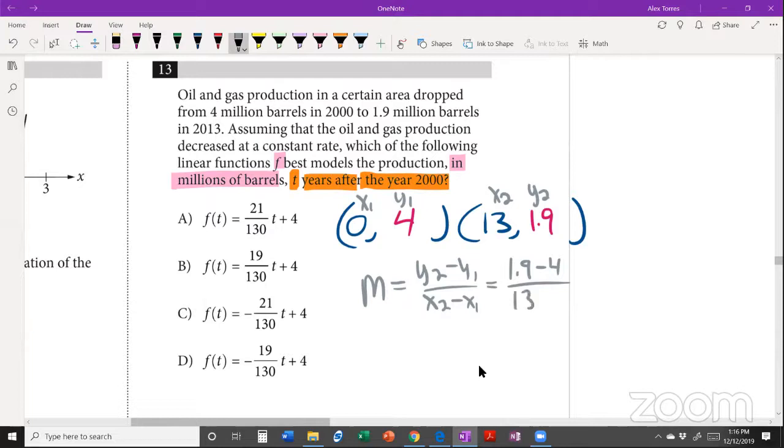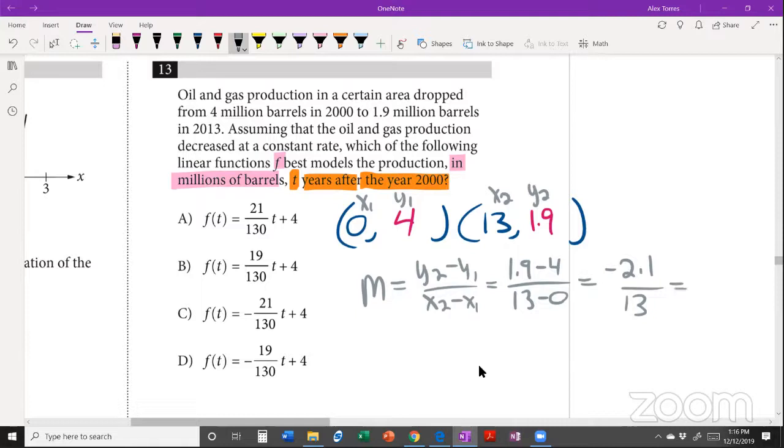x2 minus x1 is 13 minus 0. 1.9 minus 4 is negative 2.1. 13 minus 0, 13. So that's our slope. So which of these slopes match that? Well, there's no 2.1. They're all 21s at least, or 19s.